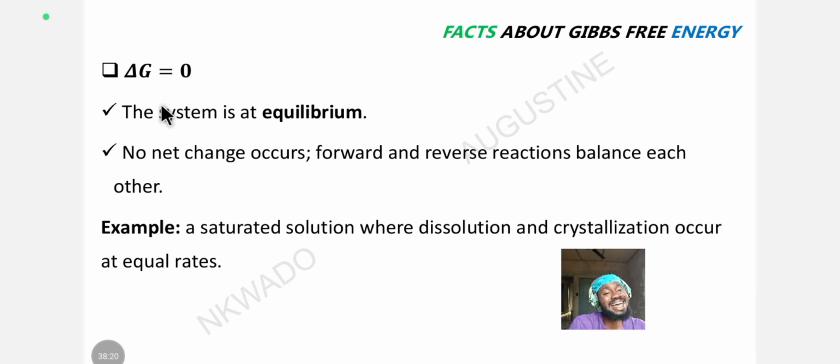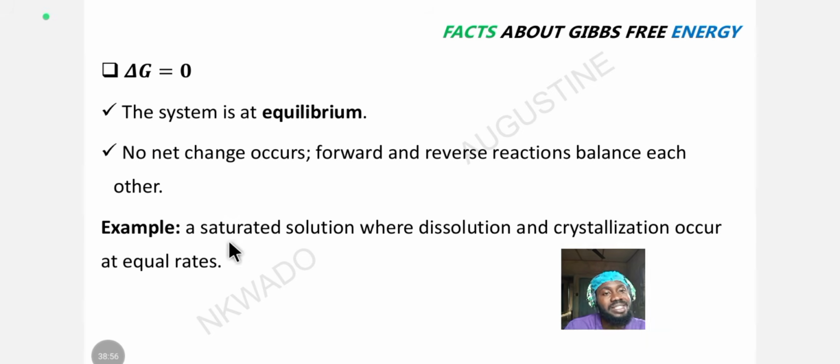When the change in Gibbs free energy is equal to 0, what happens? The system is at equilibrium. So when the change in Gibbs free energy is equal to 0, the system is at equilibrium, balance. The rate of forward reaction balances the rate of backward reaction. So no net change occurs. Forward and reverse reactions balance each other at equilibrium.